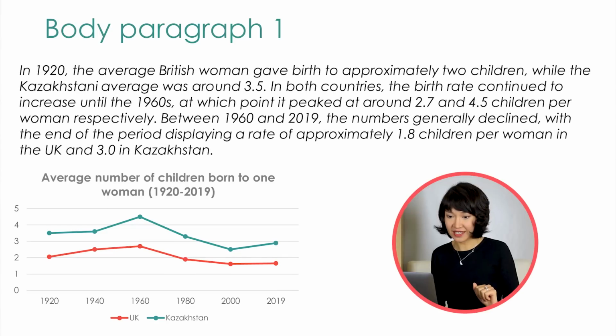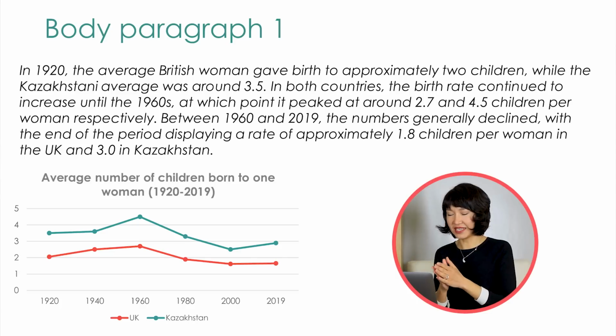In 1920, the average British woman gave birth to approximately 2 children, while the Kazakhstani average was about 3.5. In both countries, the birth rate continued to increase until the 1960s, at which point it peaked at around 2.7 and 4.5 children per woman respectively. Between 1960 and 2019, the numbers generally declined, with the end of the period displaying a rate of approximately 1.8 children per woman in the UK and 3 in Kazakhstan.